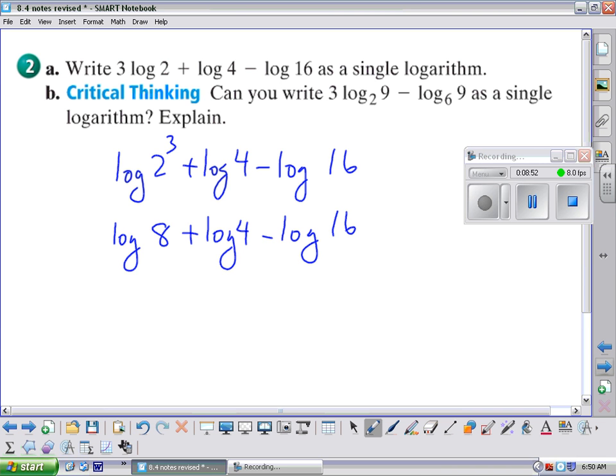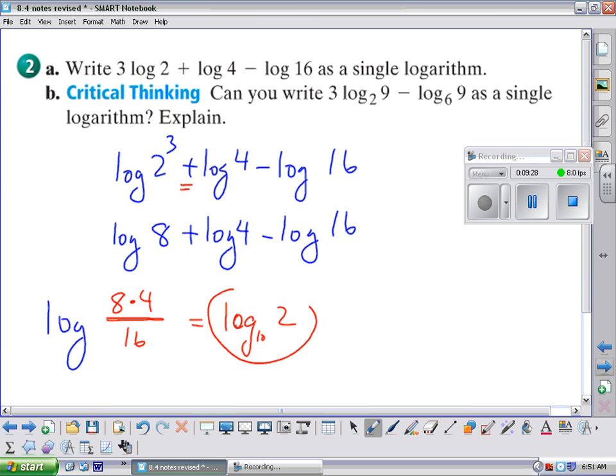Okay, so now I go ahead and say, basically, this is this addition. So I got one log statement, and the addition in the front here becomes multiplication. So this is 8 times 4. Once I get this subtraction, I'm dividing. Okay, so divide by 16. So I get log base 10 of 2. Okay, that's your final answer. 32 divided by 16 is 2.